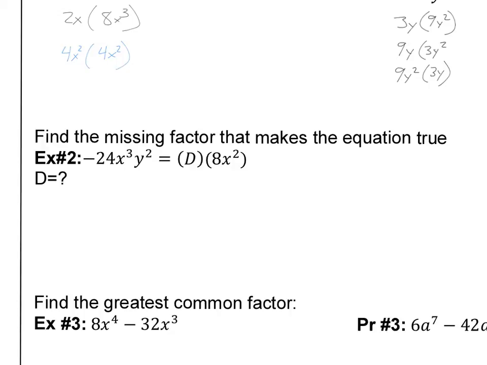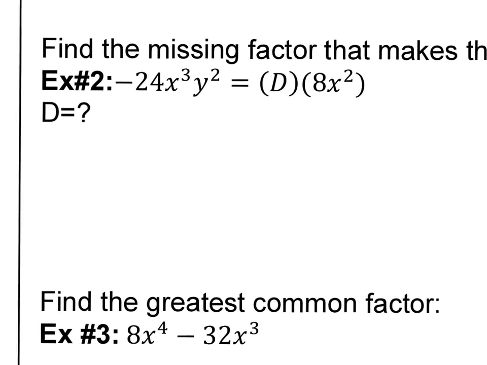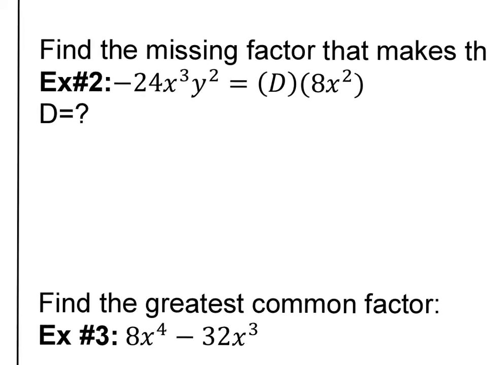Find the missing factor that makes the equation true. So we zoom in here. Basically they're saying, hey, here's your original monomial, and that's equal to d, whatever d is, times 8x squared. Well, this is pretty easy to figure out. Let's just look at the numbers first. 8 times what would give you negative 24? Well, you could just do negative 24 divided by 8, and quickly you see it's got to be negative 3.